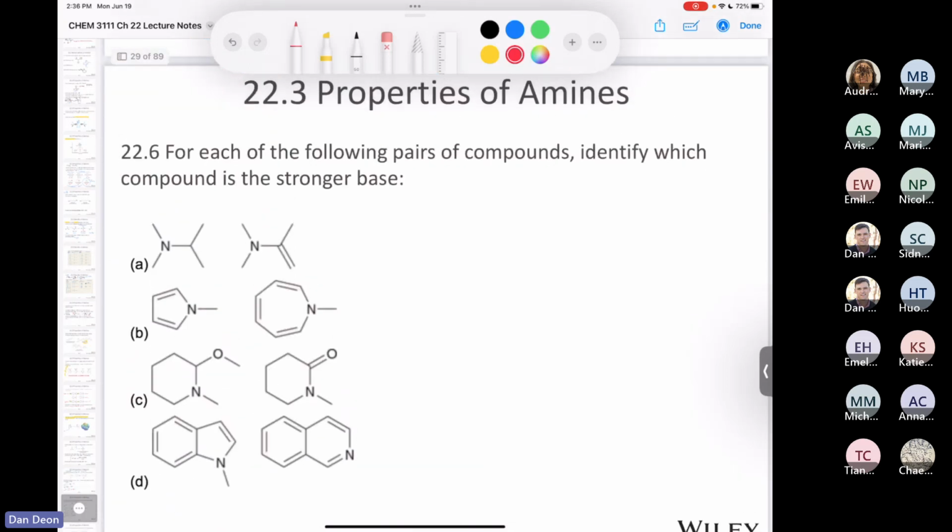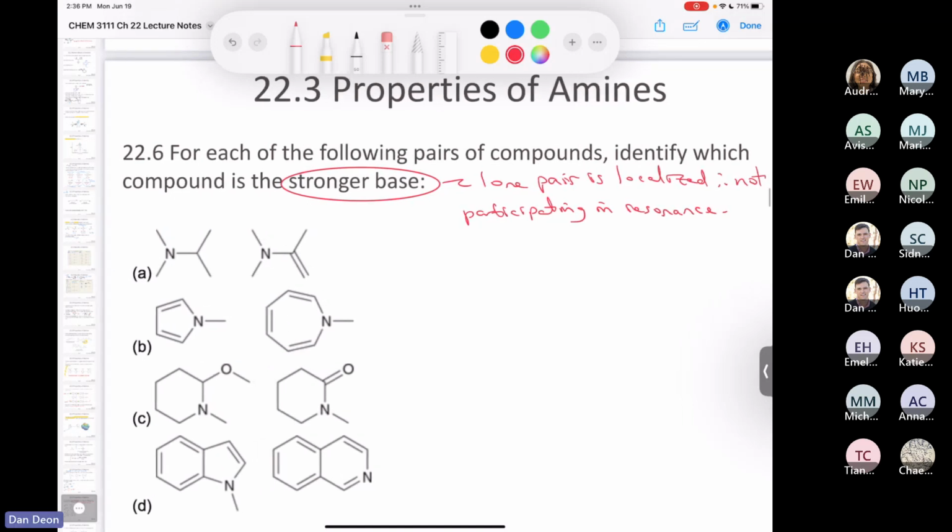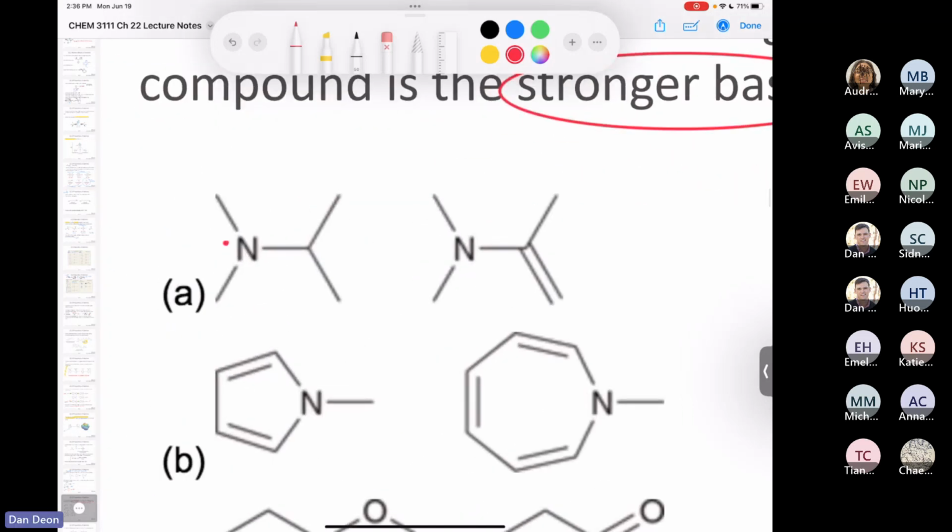It says for each of the following compounds, identify which compound is the stronger base. So the compound that's going to be the stronger base, I'll put here, lone pair is localized. Therefore, it's not going to be participating in resonance. So if I take a look at these two here, I'm going to put this lone pair in red, and I'll put this lone pair in blue.